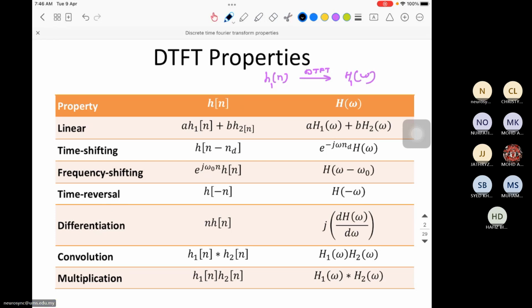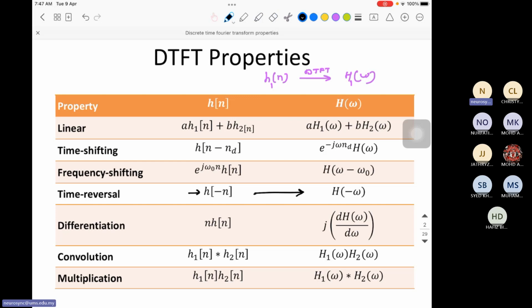Like h of minus n, what does it mean? The phase rotates in the opposite direction. Here we are talking about the rotation e to the power j omega. So h of minus n means the phases rotate in the opposite direction. So h of minus n basically maps to h of minus omega.